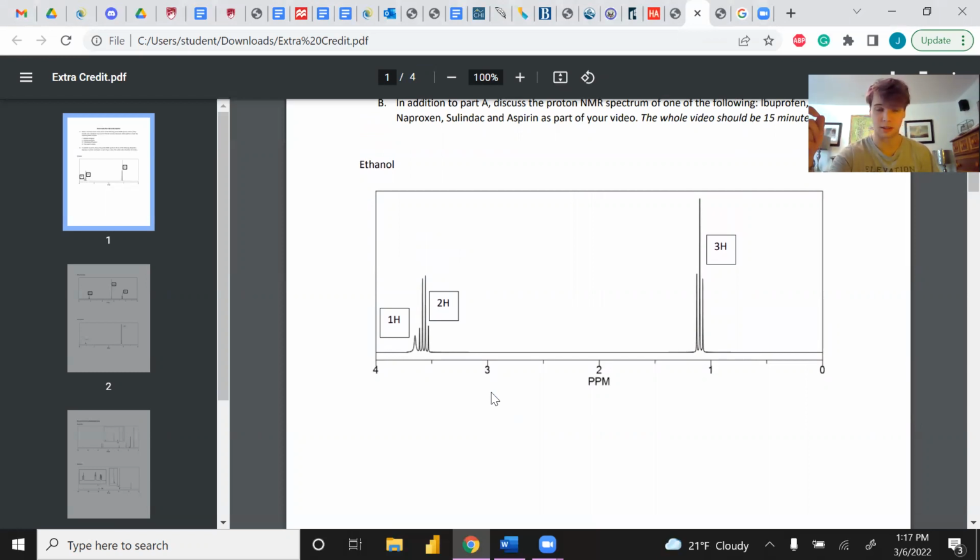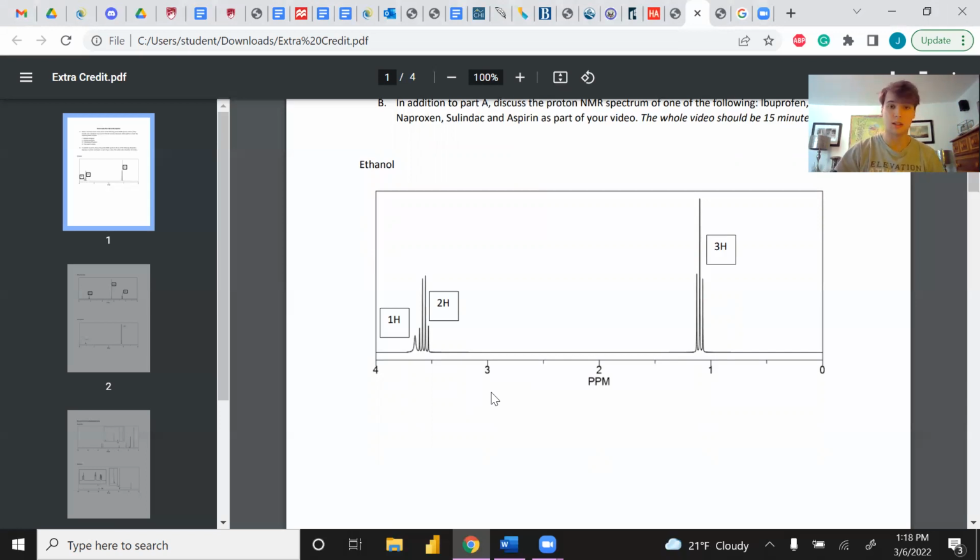the neighboring group is n+1. So say you had a CH2 in the middle of an OH and a CH3. The CH2 will have a number of signals based on the number of hydrogens of the neighboring groups. So if you're looking for the signal of your CH2, it's just the n+1 rule.